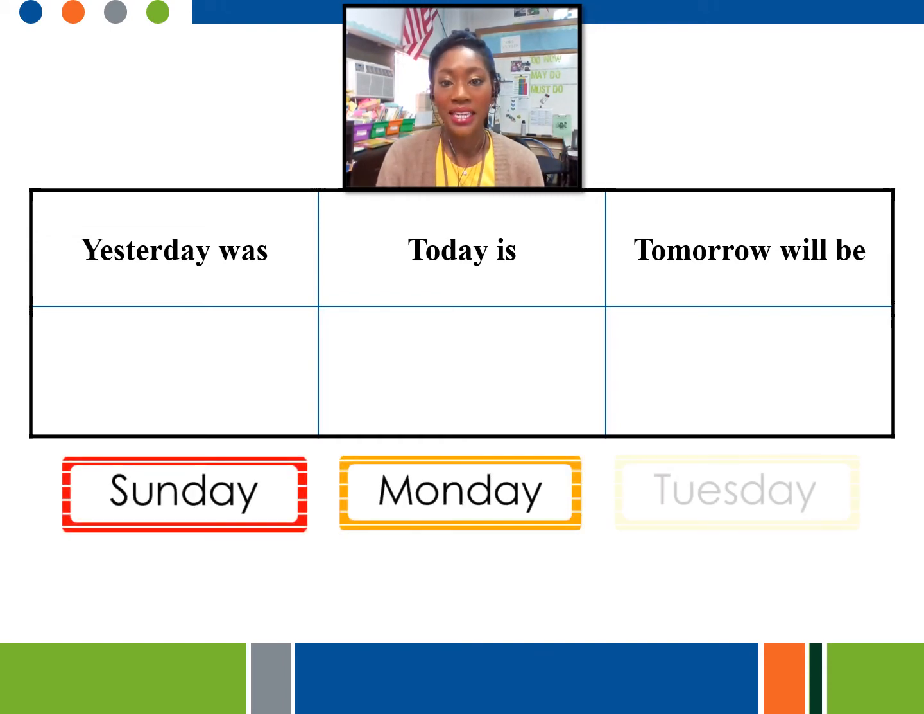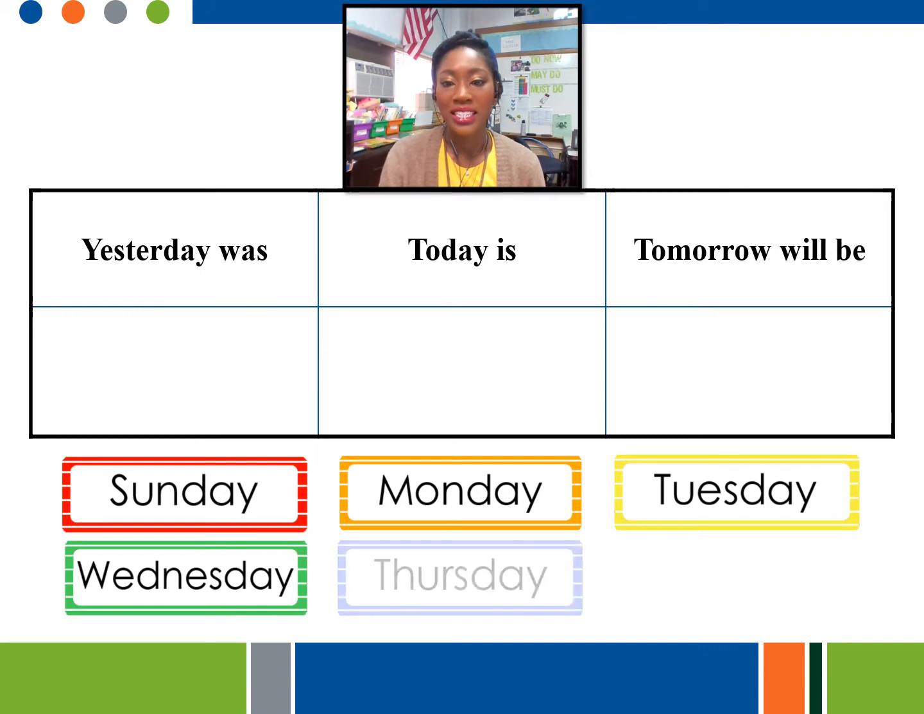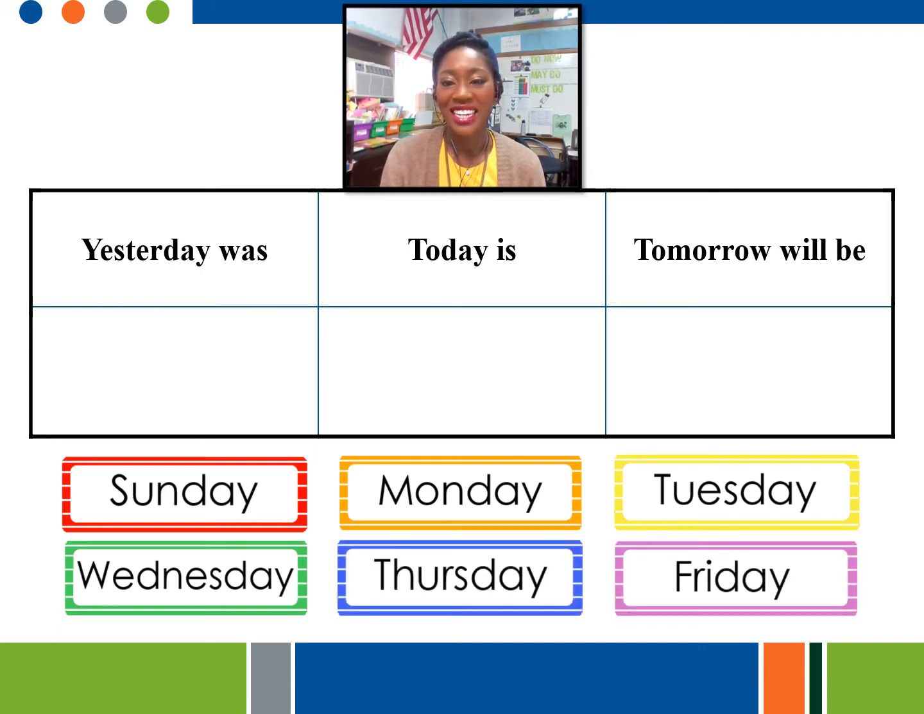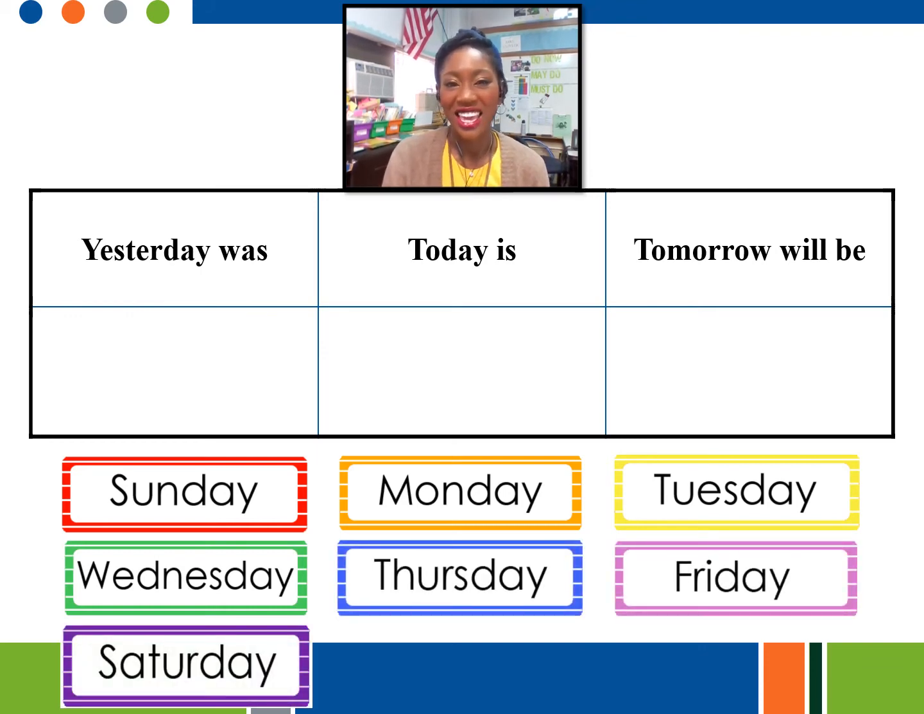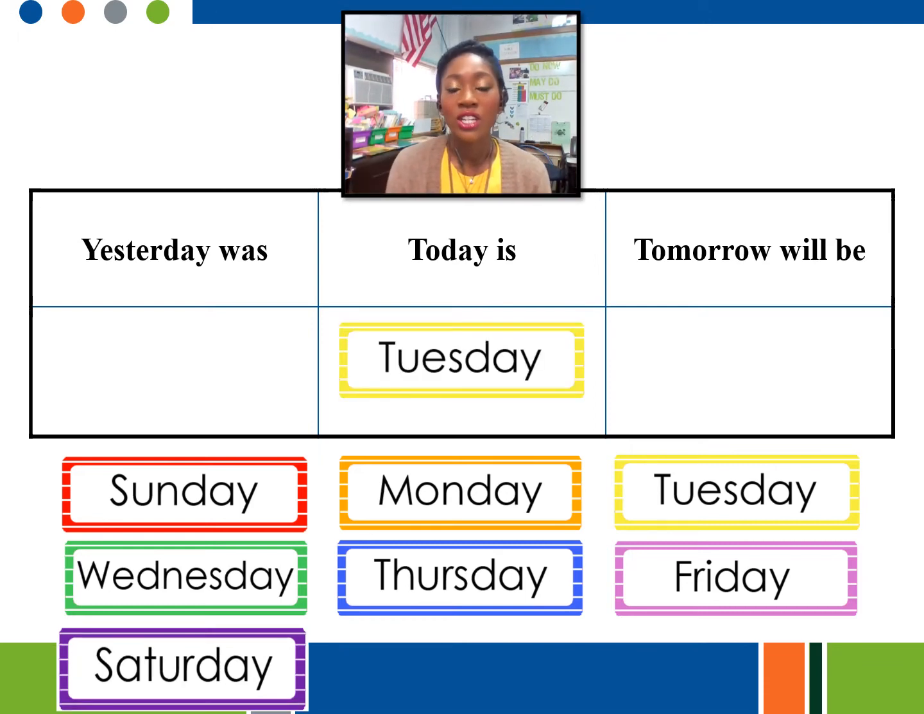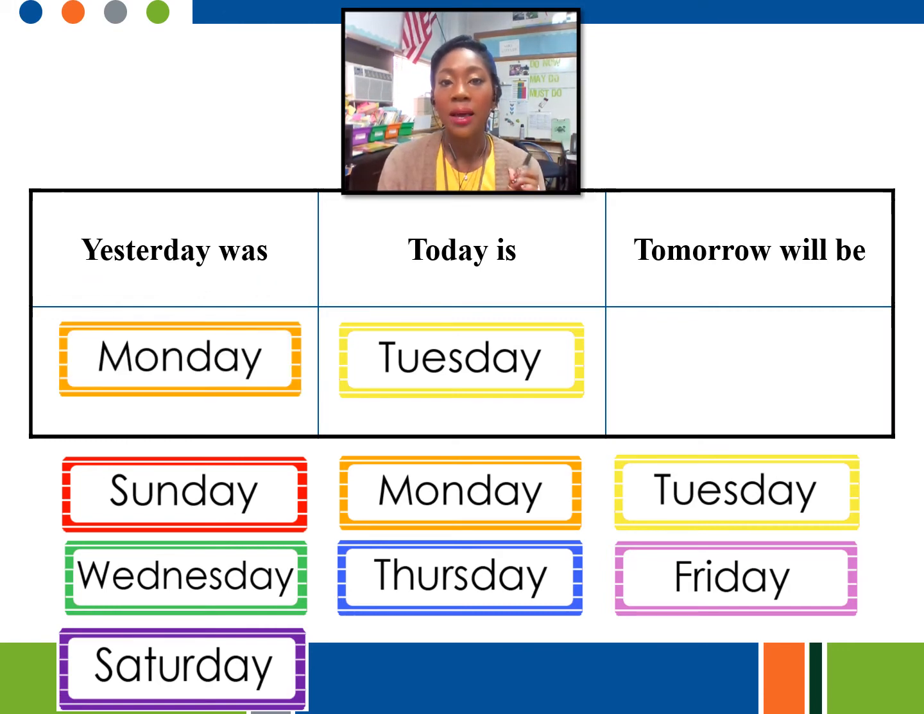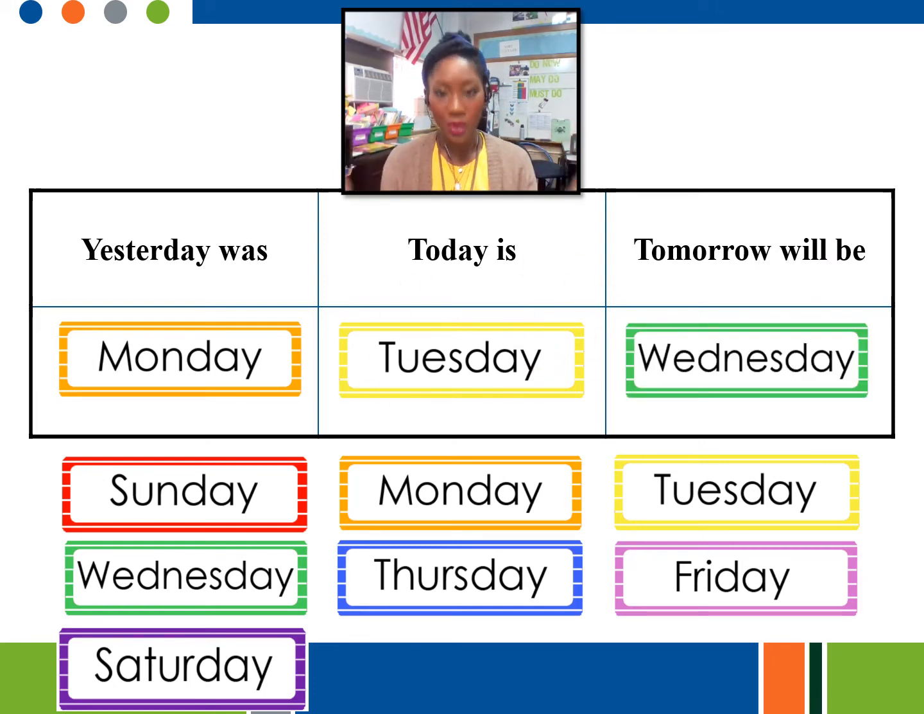Now, let's go ahead and say our days of the week. Sunday, Monday, Tuesday, Wednesday, Thursday, Friday, and Saturday. We know from our calendar that today is Tuesday. So if today is Tuesday, let's read it together. Yesterday was Monday. Good job. Okay, let's go ahead and read the other side together. If today is Tuesday, tomorrow will be Wednesday.